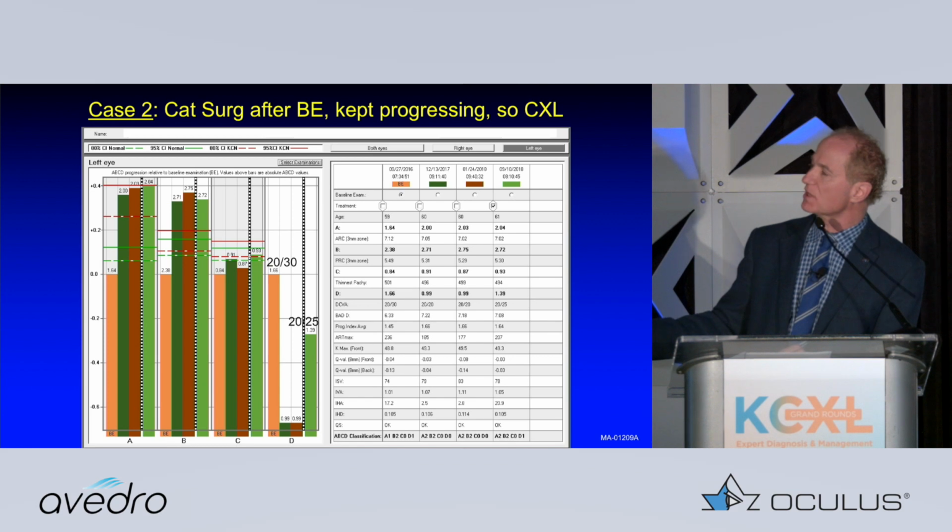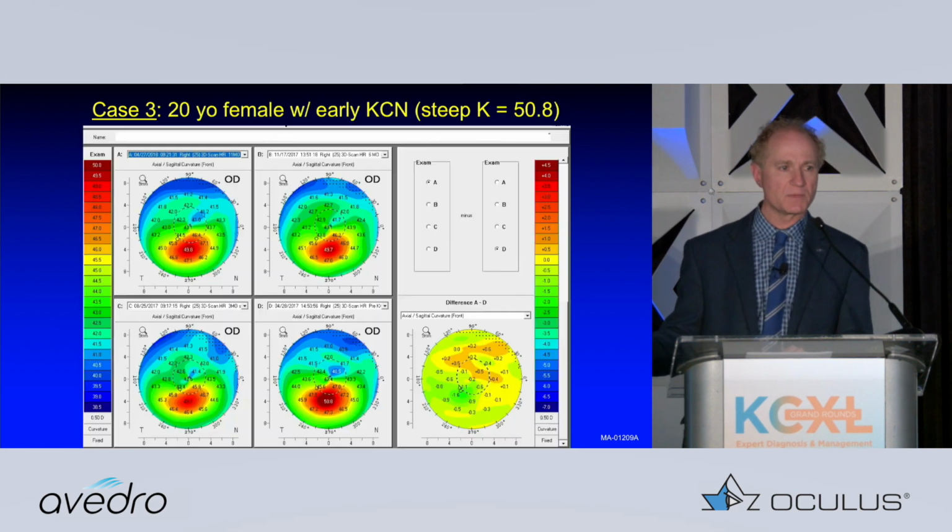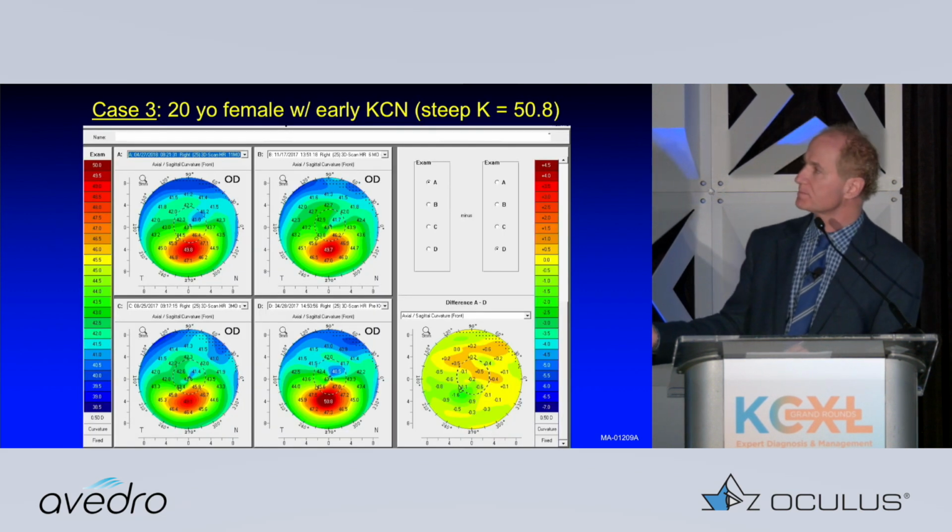But the cataract surgery was done initially, and then afterwards you could see there was a little bit of a change that looked like progression as time went on. And so here's the cataract surgery, there's progression. We finally went ahead and cross-linked him, and he's been stable ever since.